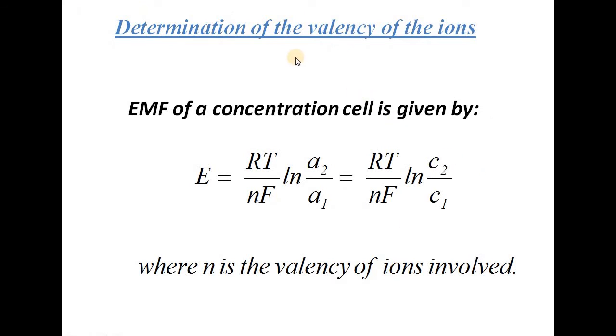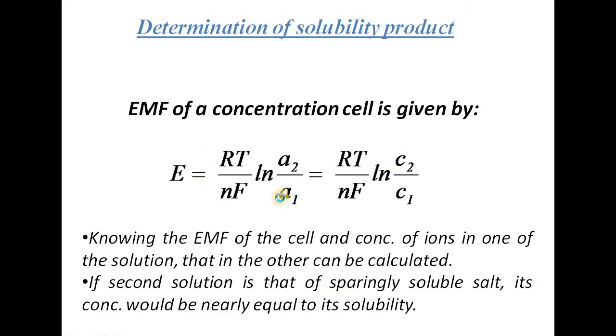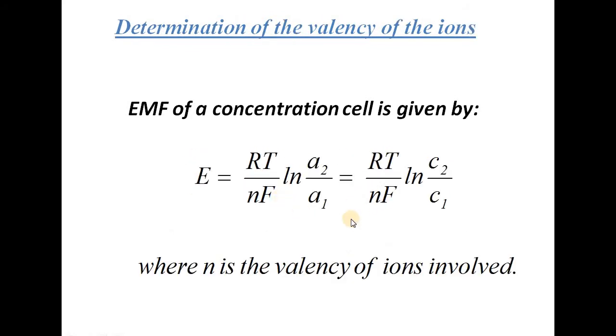Now the next one is the determination of valency of the ions. The EMF of a concentration cell is given by this general formula. We have already studied this, where n is equal to the valency of the ion. So if we know the EMF and various other terms, we can easily find out n, which is known as the valency of the ions.